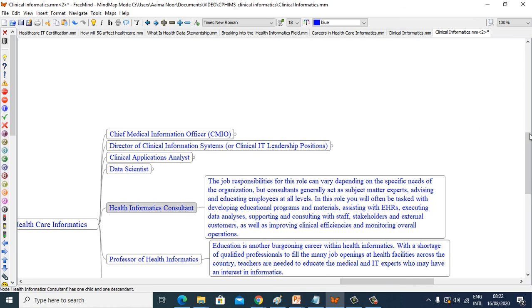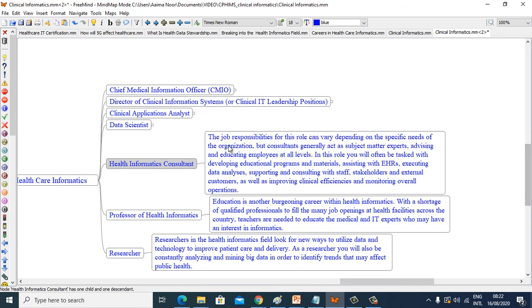Health informatics consultant. The job responsibilities for this role can vary depending on the specific needs of the organization, but consultants generally act as a subject matter expert, advising and educating employees at all levels. In this role, you will often be tasked with developing educational programs, materials, assisting with EHRs, executing data analysis, supporting and consulting with staff, stakeholders, and external customers, as well as improving clinical efficiency and monitoring overall operations.